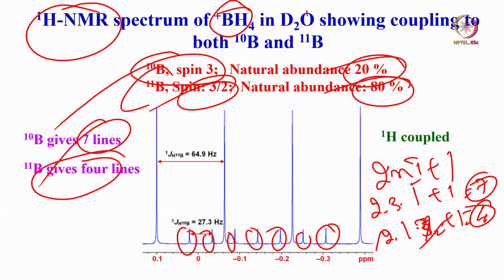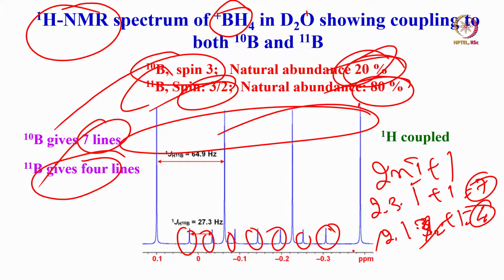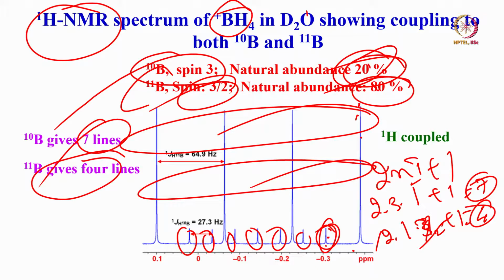At the same time natural abundance is 20%. See, their intensity is 20% less than this. This is 80%. If you take this as 100, this is 20% of that. That is an intensity ratio of 1:4. This is intensity 1, this should be 4. So very easily you can say these 4 peaks are because of boron 11 and these 7 peaks are because of boron 10.